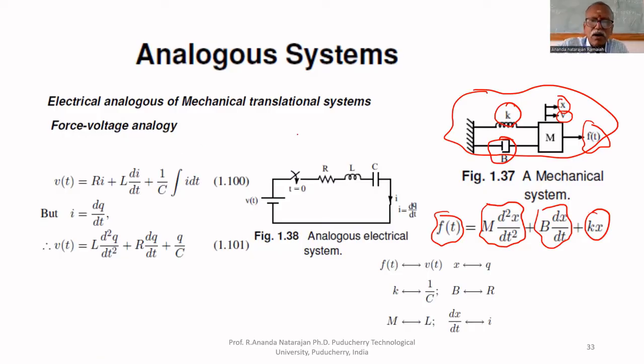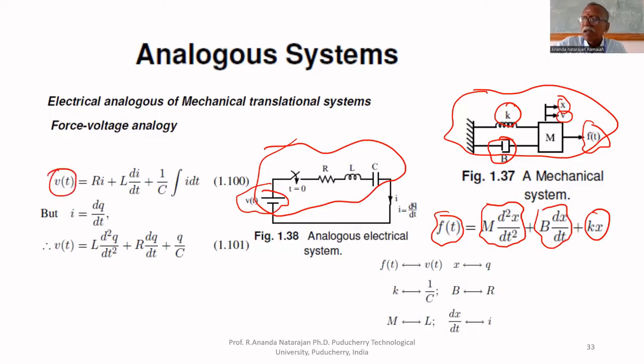What is the mathematical model of this electrical system? The applied voltage is V of t, and the current through this circuit is I. If you write KVL, what will you get? Ri, the drop across R. If you travel along the current direction, if it is a battery, you are traveling from negative terminal to positive terminal. That's why V of t is positive.